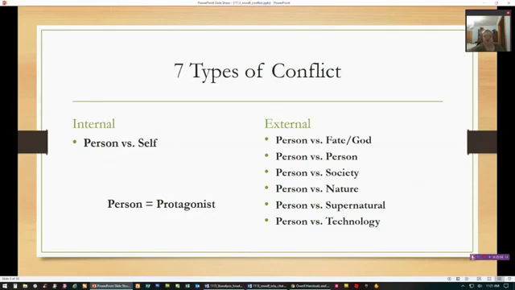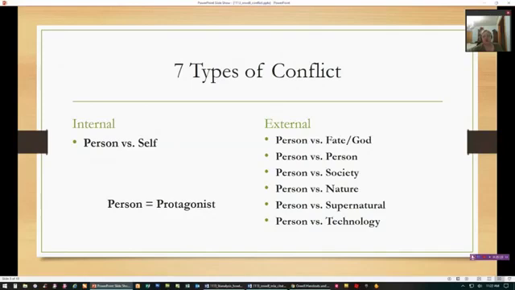Person versus supernatural. Sometimes this supernatural is added to the fate slash God category, because we think of anything that is not of this world. We think of things like fate or deities as not really necessarily being in the world with us. They are external to it. But definitely supernatural is otherworldly. It could be aliens. It could be ghosts, right? And then person versus technology. This is where this thing is maybe man-made. It's not nature. It's something that has been created.